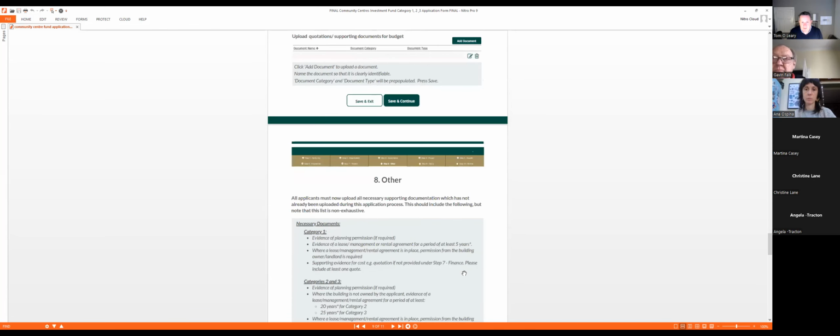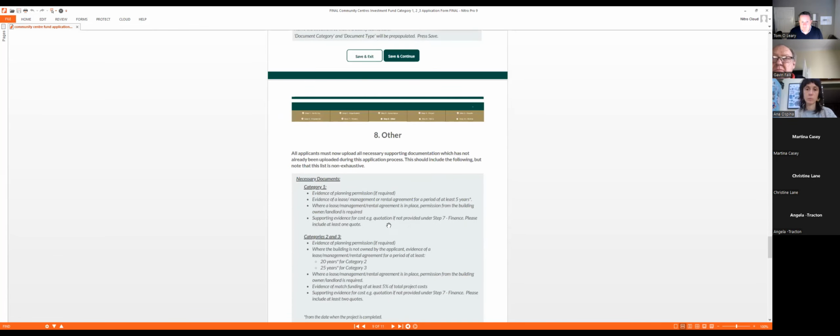Okay, so then they will look for necessary documentation, so it's back to being organized: evidence of planning permission, evidence of a lease or a rental agreement. It has to be for a minimum of 5 years. So if you're leasing your building, the lease has to be a minimum of 5 years, which is not that long. No, it's 25 years.